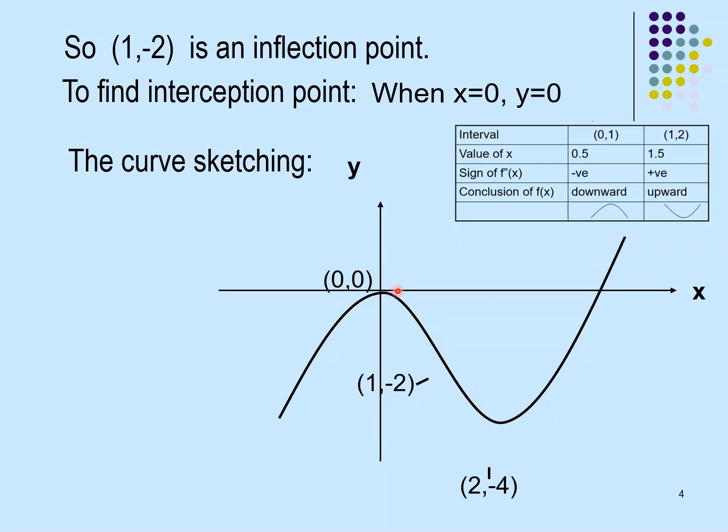So (0, 0) will be the pintasan paksi y, or the intersection point over here. When you substitute x equal to 0, you will also get y equal to 0. And the inflection point is somewhere around here. Since it is (1, -2), the inflection point is over here. Inflection point means where the curve starts to change. And then here is the relative minimum. This is the relative minimum point and this is the relative maximum point.